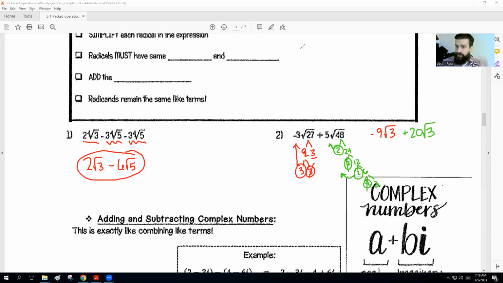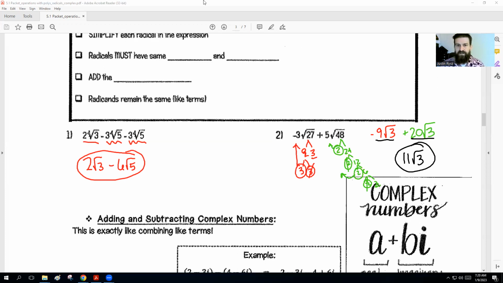When we simplify both of these expressions, they are now both radical 3s, and so we can combine those together. We've got -9 and 20, so that would give us a positive 11 radical 3. So that's how we can deal with radicals.